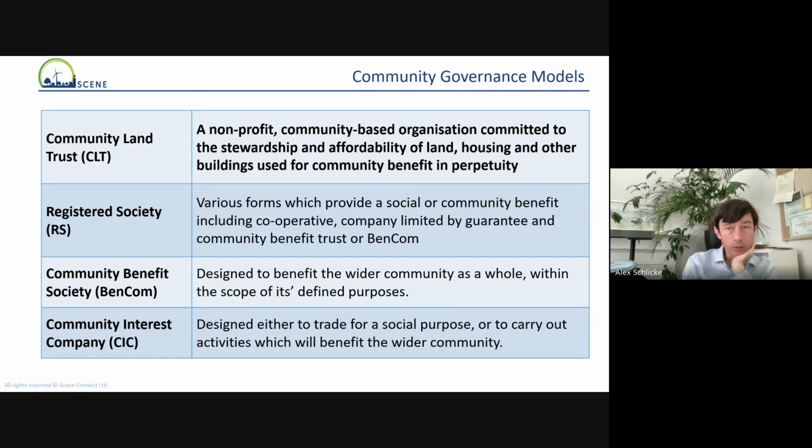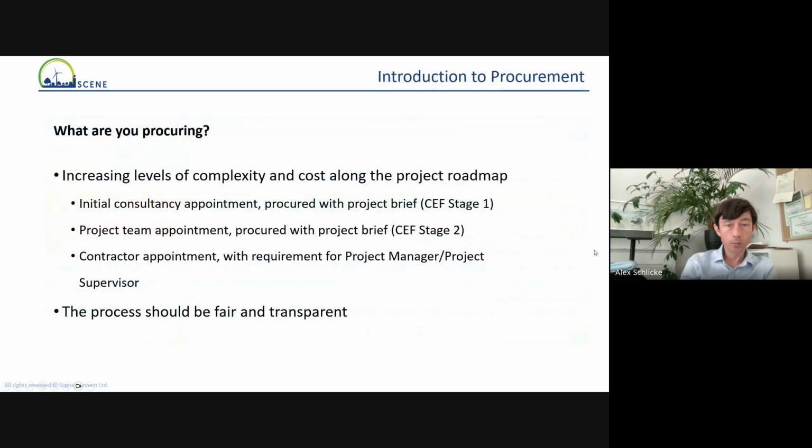So just want to touch on procurement briefly, and then we can come back to this, and that will tee us up for the sort of group discussion after the break. So next slide, Reese. So if we start thinking about procurement, the first question you need to ask yourself is what are you procuring?